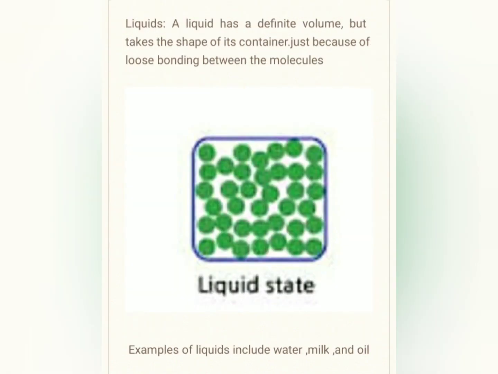A liquid has a definite volume but takes the shape of its container just because of loose bonding between the molecules. In the figure you have seen the molecules are loosely packed compared to solid. They are not arranged regularly. Due to this irregular arrangement, the liquid has a nature to flow. For example, water, milk and oil.